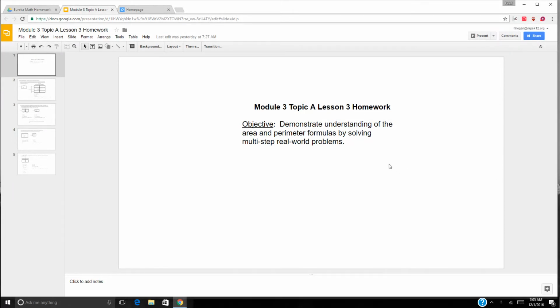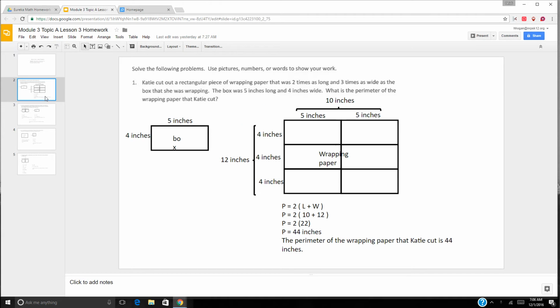Hello, boys and girls. We're on to lesson 3. We're in module 3. This is topic A. And the objective of this is to demonstrate your understanding of area and perimeter formulas and solving multi-step real-world problems. So lessons 1 and 2 were practicing the area and perimeter formulas and using them fluently. And now we're going to use them to solve. And obviously, if they're multi-step problems, we know that we have to solve for area and perimeter to get all of the information. So let's begin.